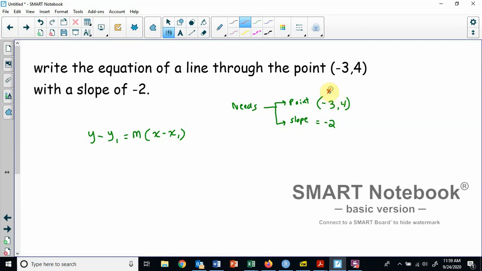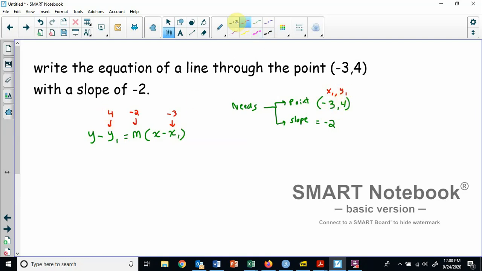Remember, these are an ordered pair, and they're going to be x, y. Okay, they're going to be the x1 and y1. So we can plug in for these values the 3 numbers. Okay, so the slope is what? Negative 2. That's going to go in for m. The point is negative 3, 4. So the x value from this point is negative 3. The y value from this point is positive 4.